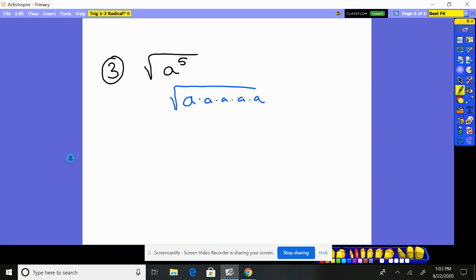Well, do we see any pairs? Yes, here's a pair, so it comes out. Here's a pair, so it comes out. So you have an a and an a that comes out. So what we're going to be left with outside is an a squared, and then left on the inside, we do have a single a still left behind. So the square root of a to the 5th simplifies to a squared times the square root of a.